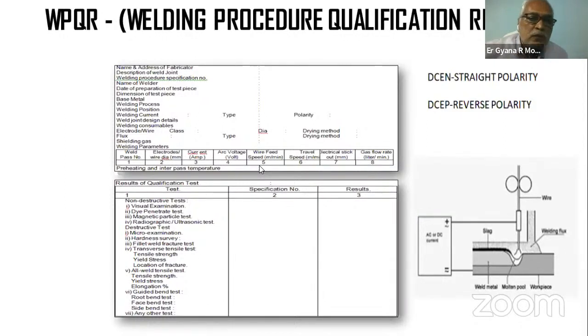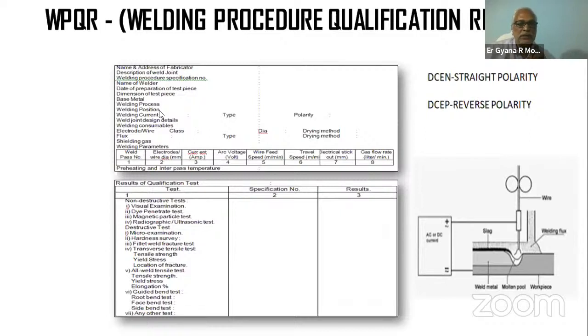So in that, what are the requirements, what are the parameters? We give the name of the welder, the date of the prepared test piece, the dimension of the test piece, then the welding process. Welding process means whether we are doing submerged arc, metal inert gas, or gas metal flux cored arc welding, FCAW, or whatever process that we choose. Then what welding position? At times, either we are doing downhand, or vertical, or horizontal.